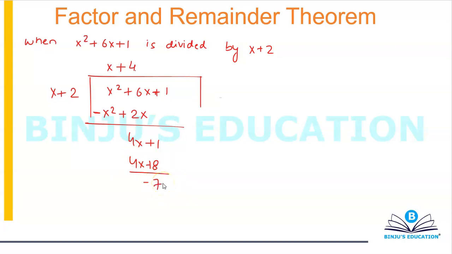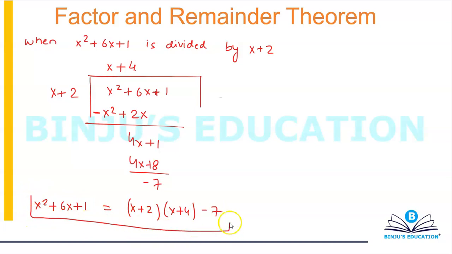So basically the bottom line is, you can write x square plus 6x plus 1 will be equal to x plus 2 into the quotient x plus 4 minus the remainder, which is basically in this case it's minus the remainder. Generally it's plus the remainder, but in this case we have negative 7. That's why minus 7. That's the whole point. Now this here is basically known as our general theorem of divisibility rule. Dividend is equal to divisor multiplied by quotient plus the remainder.